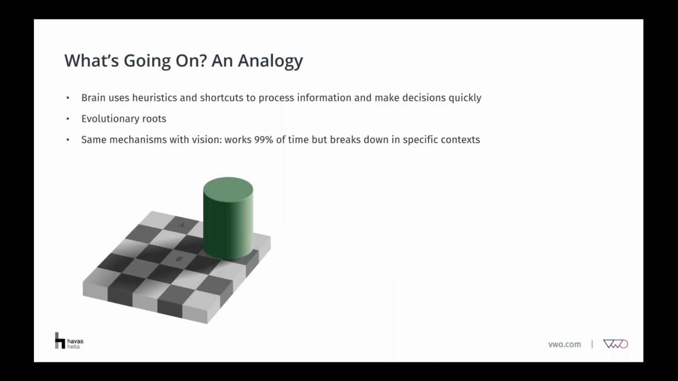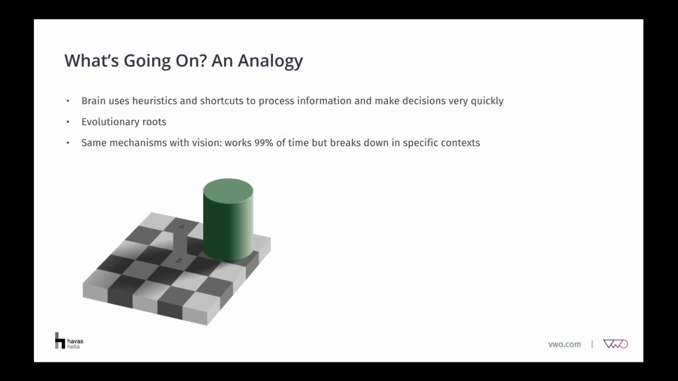It's the exact same thing with cognitive biases and reasonings and optical illusions, same mechanisms. So our brain is perceiving visual inputs and trying to make sense of it. It's using the same shortcuts to process visual information. 99% of the time, it's working fine, but it breaks down in specific situations and contexts, and those are optical illusions.